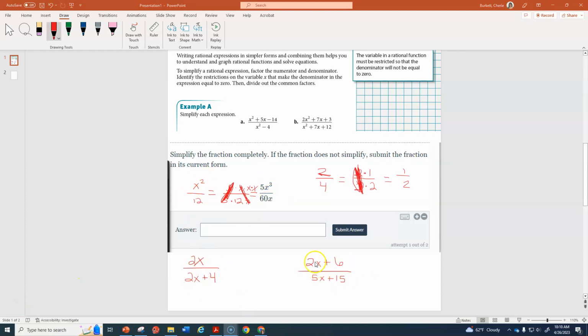Okay, we're going to look at the next couple examples that I have down here. Common mistake that a lot of people make with this problem right here, the 2x over 2x plus 4, is they think that these two things right here can reduce out to 1. We have a 2x on top and a 2x on bottom, so they want to reduce that out. The problem with that is that this 2x is not just a 2x. It's a 2x plus 4.